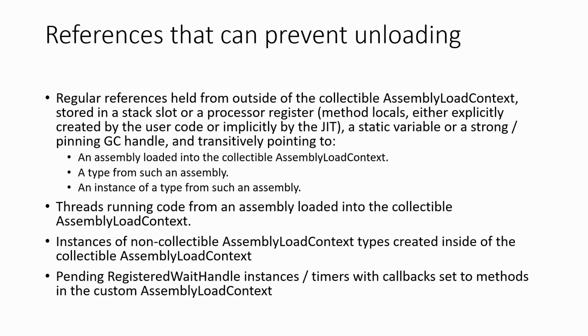So there could be a static variable or a strong pinning handle that transitively points to either, and all of these can transitively point to an assembly loaded into the assembly collectible context, or a type from such an assembly, or an instance of a type from such an assembly. All of these things can hold it alive. So this is the first category.